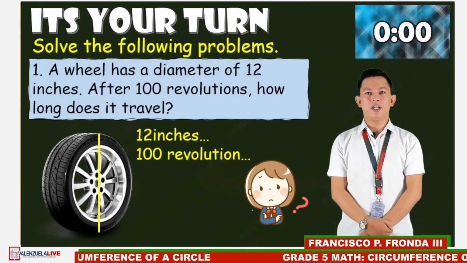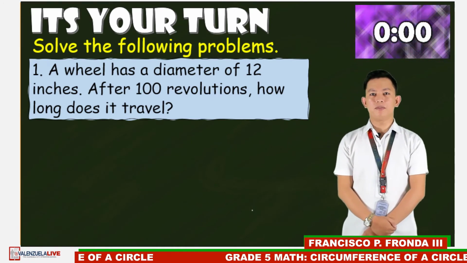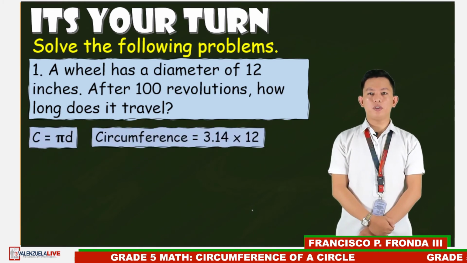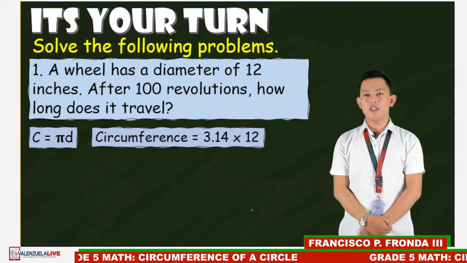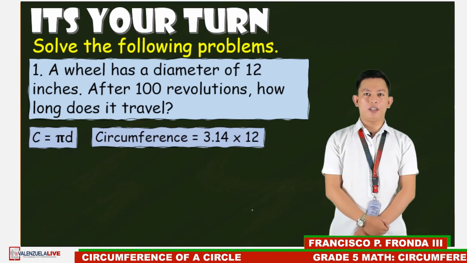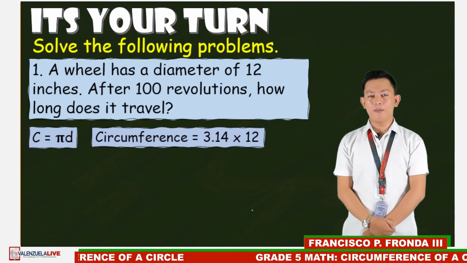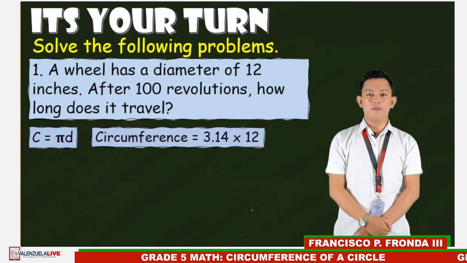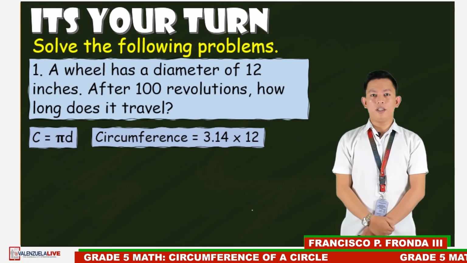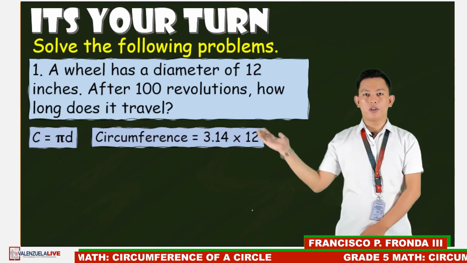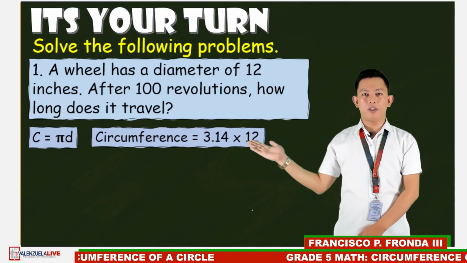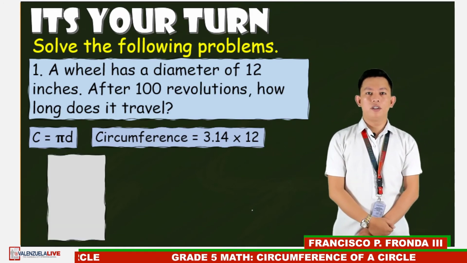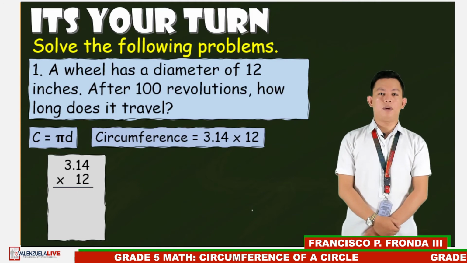Okay, time is up, grade 5 learners. Now, let's solve this problem. So, we're going to use the formula C is equal to pi multiplied by D because our given is in the form of diameter. So, let's substitute the given in the formula. So, we have circumference is equal to 3.14 times the value of the diameter, which is 12. Now, let's multiply 3.14 multiplied by 12.